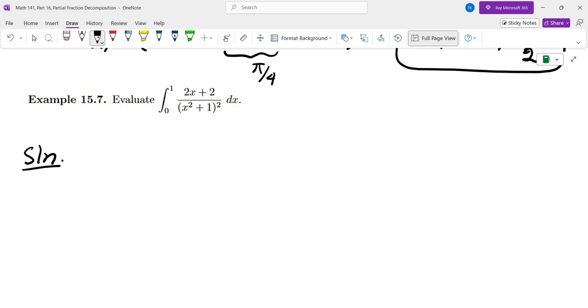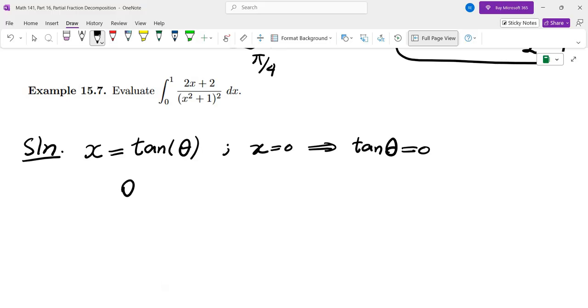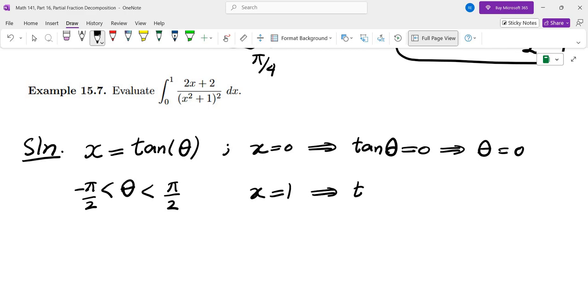So how do we deal with that? Well, we'll have to take x and do one of those trigonometric substitutions. Because of x squared plus 1, it makes sense to use x equals tan of theta. Now, if x is 0, that tells us that tan of theta is 0. And remember that whenever we did the tangent substitution, theta was between negative pi over 2 and pi over 2. So this would give us theta equals 0. When x is 1, then tan of theta is equal to 1, which gives us theta equals pi over 4.